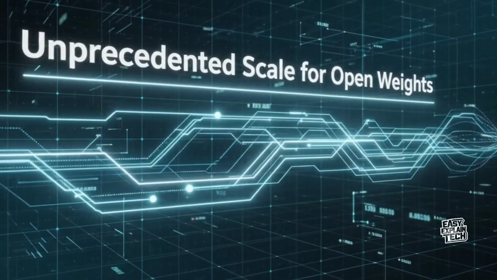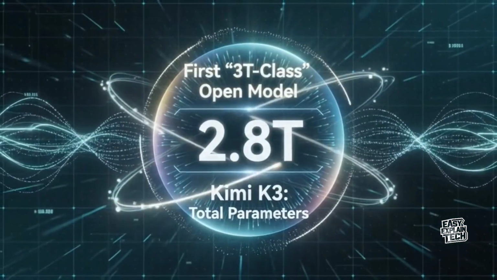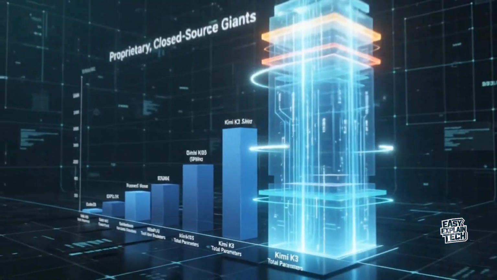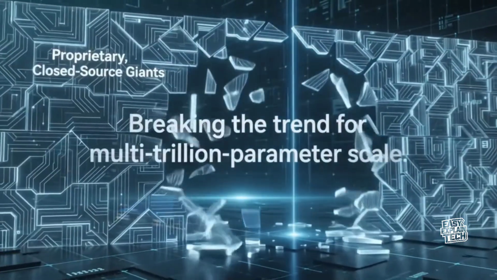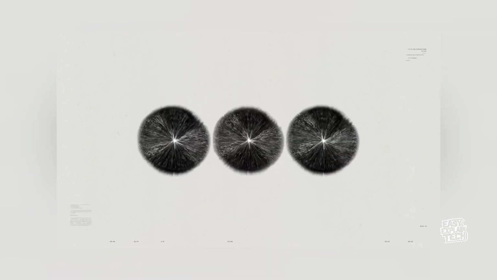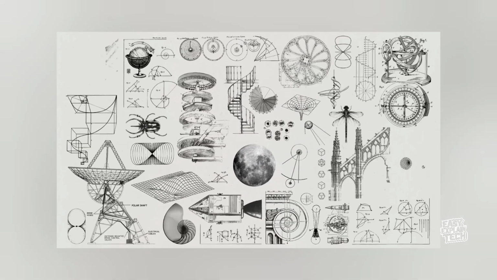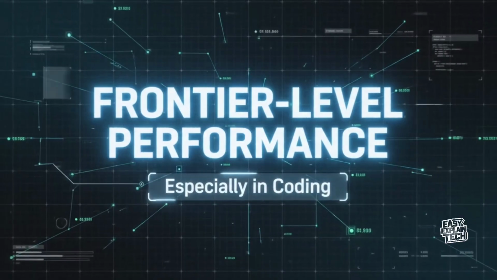Designed to perform complex reasoning, native multimodal tasks, and long-horizon software engineering, this release signals a massive shift in how frontier AI capability is accessed, inspected, and deployed globally. Beyond raw parameter scale, Kimi K3 introduces foundational architectural efficiency that makes managing a multi-trillion parameter model viable.